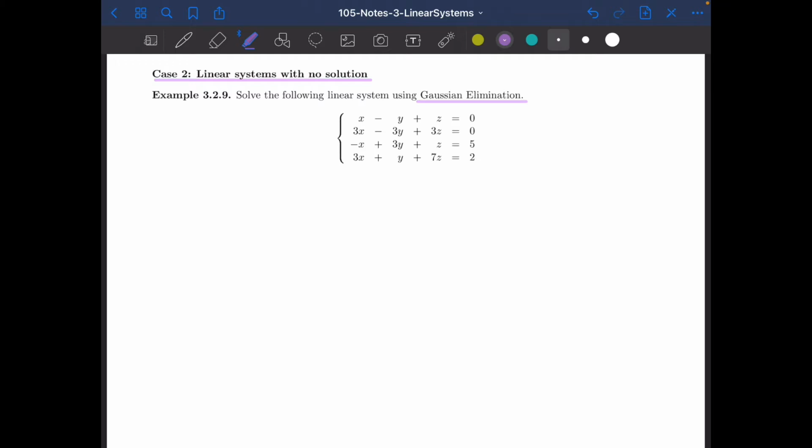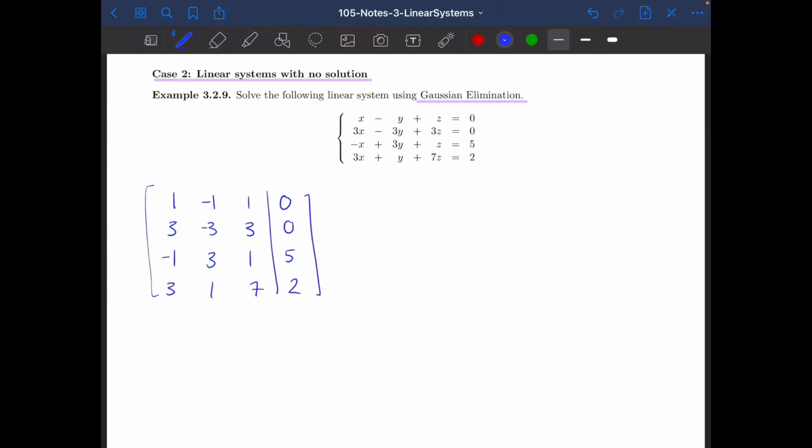Remember that the first step of Gaussian elimination is to write the augmented matrix of this linear system. Let's do that. The first equation gives us 1, minus 1, 1, 0. Second equation gives us 3, minus 3, 3, 0. The third equation gives us minus 1, 3, 1, 5. And the fourth equation gives us 3, 1, 7, 2. This is our augmented matrix.